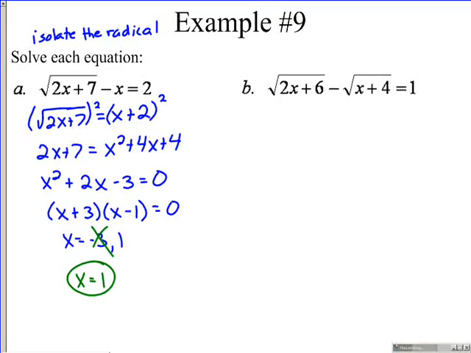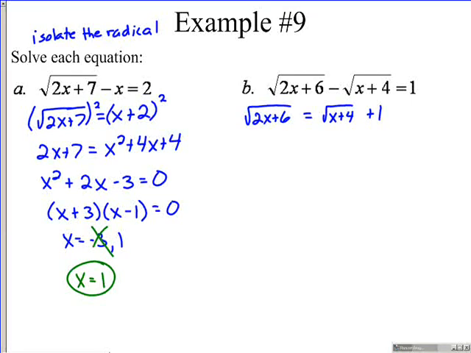Okay, when we have multiple radicals in an equation, we start the same way. We want to isolate one of them. It does not matter which one. In this case, so I'm dealing with positive values, I'm going to add this square root to the other side. So I get the square root of 2x plus 6 equals the square root of x plus 4 plus 1.